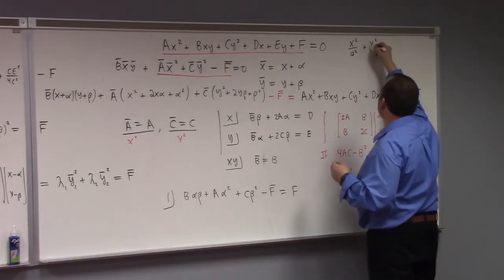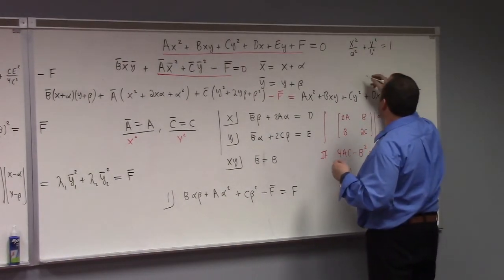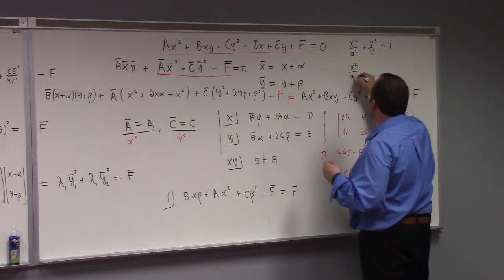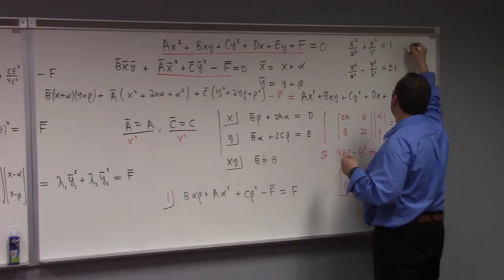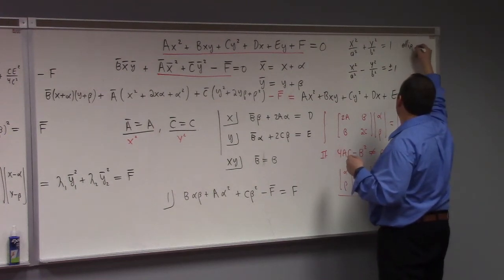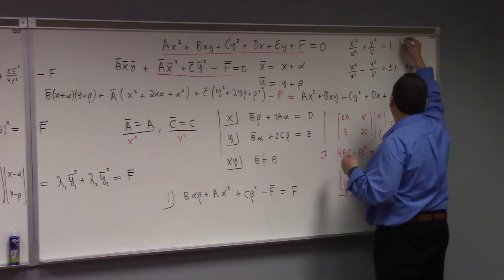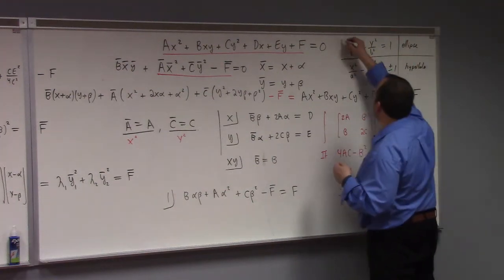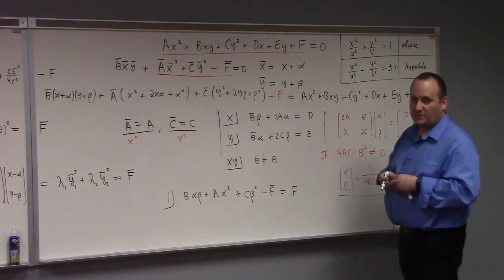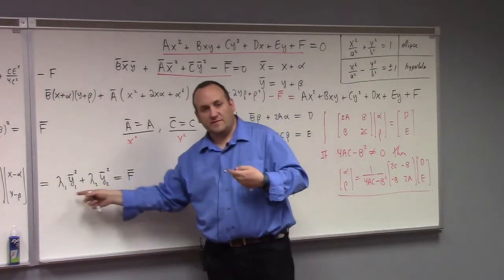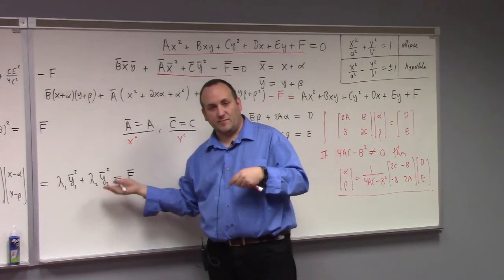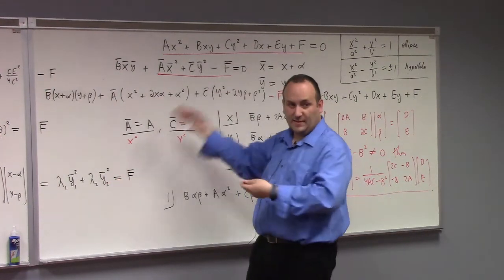X squared over A squared plus Y squared over B squared equals 1, right? Or X squared over A squared minus Y squared over B squared equals plus or minus 1, right? Ellipse, hyperbola. So I keep falling back on that as a general backdrop to argue with you that different choices of the lambda will give me ellipses or hyperbolas. I'm assuming that we already know that to make that argument, right?